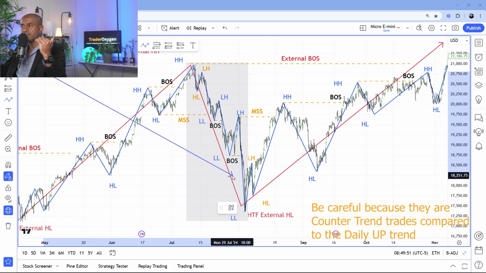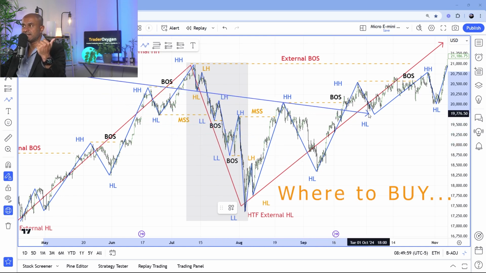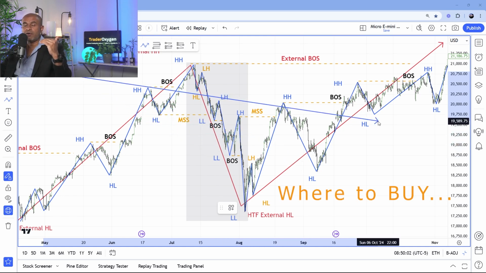How do you know whether the daily pullback is over? That is when you see the market structure shift in the 4 hour. Then you stop selling and you start buying, as I said earlier. So this is how we use top-down analysis and market structure shift and enter into real buy trade setups.